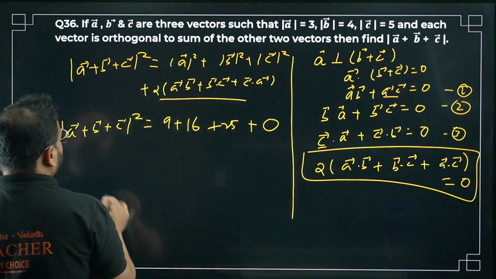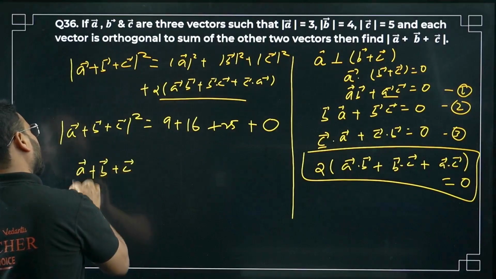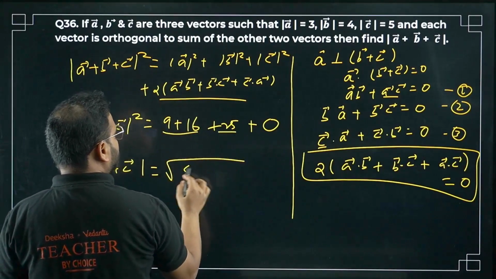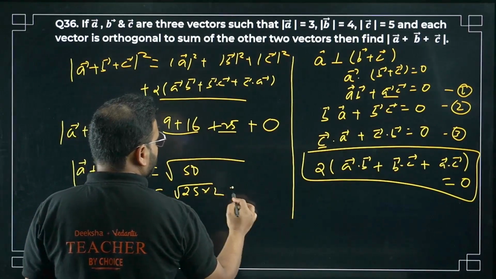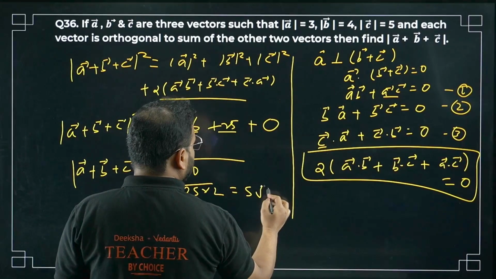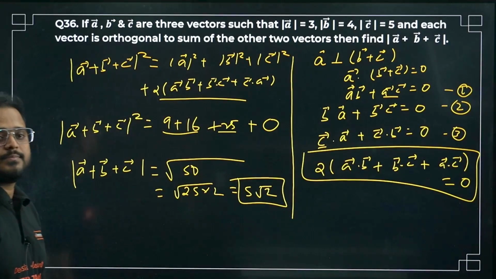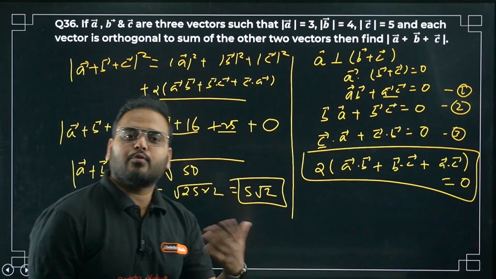So the modulus of vector A plus B plus C will be nothing but root of this whole thing, 9 plus 16 plus 25, so 50, so 25 into 2, so 5 root 2 is my final answer. Please check. 5 root 2 is my final answer. Have a look. This is done, right? 36 is done. Let's move on to question number 37.